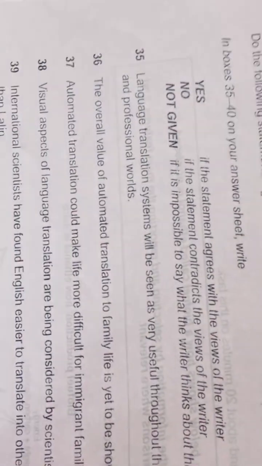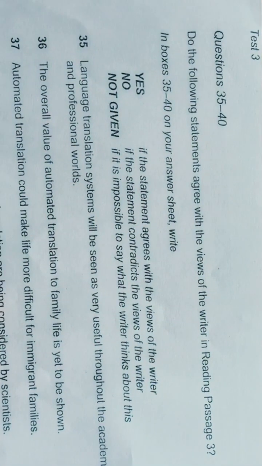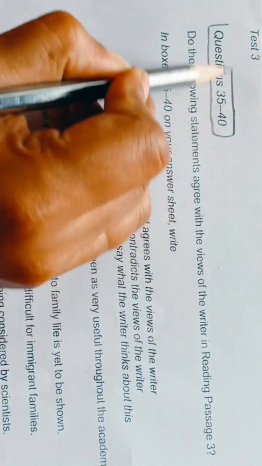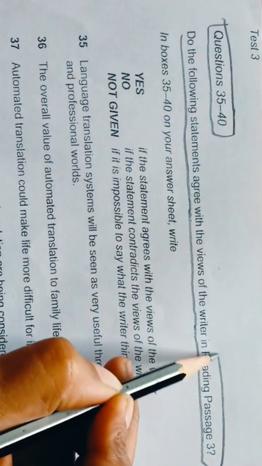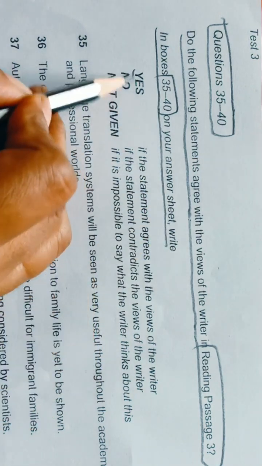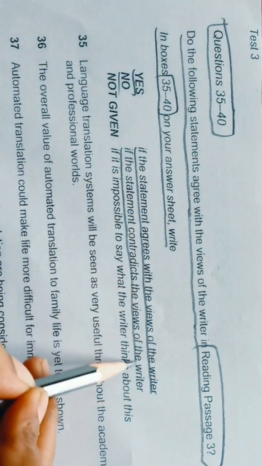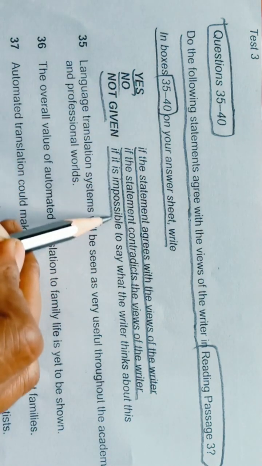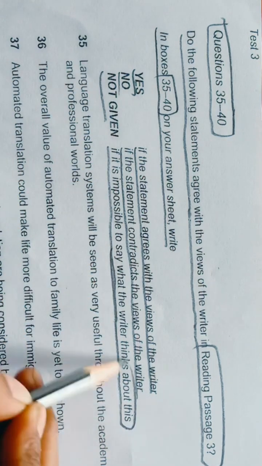Let's see our last question type. Our last question type is yes, no, not given. Questions 35 to 40. Do the following statements agree with the views of the writer in reading passage 3? In boxes 35 to 40 on your answer sheet, write yes if the statement agrees with the views of the writer, no if the statement contradicts the views of the writer, not given if it is impossible to say what the writer thinks about this.